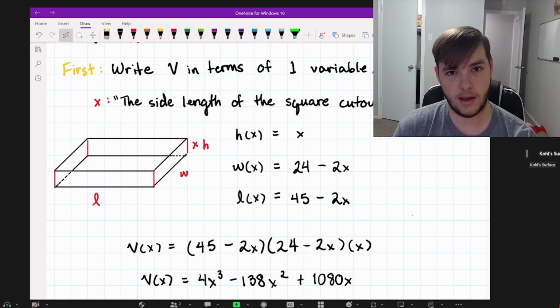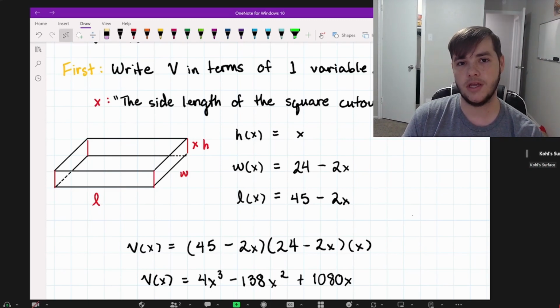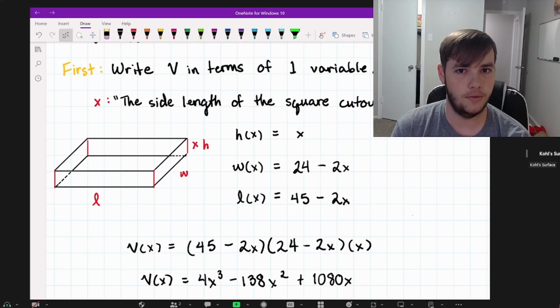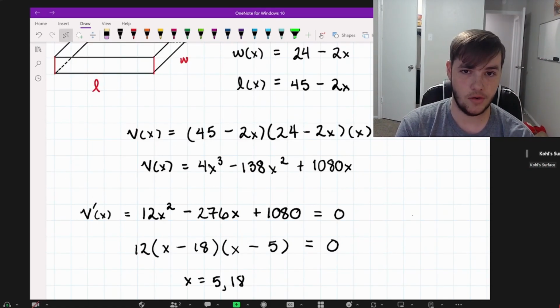Remember, the goal of our problem was to find the critical points of this function. I would encourage you to pause the video here and see if you can do that on your own. Remember, critical points are either where the derivative is 0 or where the derivative doesn't exist. The derivative of this function is 12x squared minus 276x plus 1080. That's a polynomial, so luckily there's no critical points that cause the function not to exist.